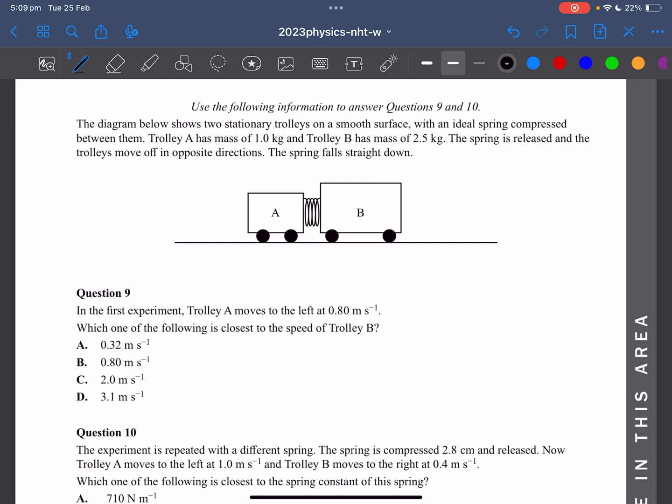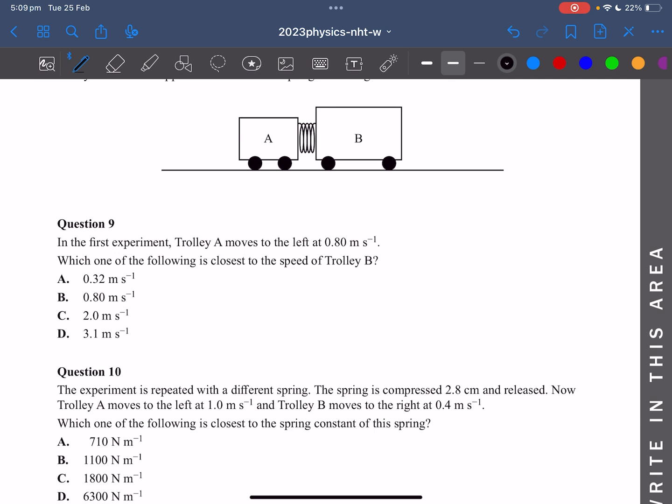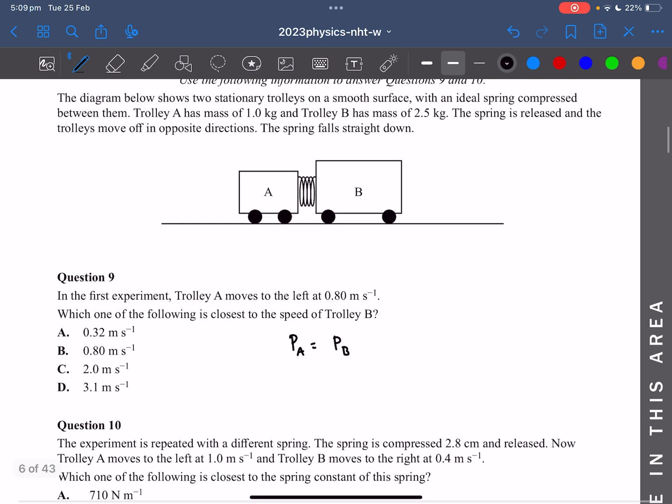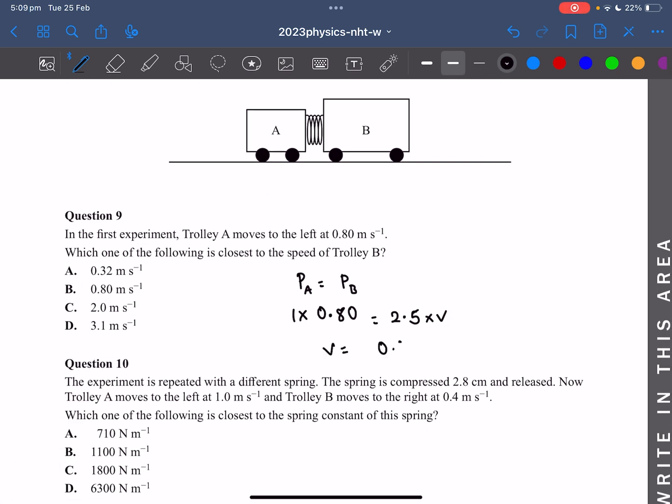So this is a conservation of momentum question. We are basically saying that the momentum of trolley A is equal to the momentum of trolley B. Trolley A has a mass of 1 and moves to the left at the speed of this. And trolley B has a mass of 2.5 and we have to find the velocity it moves. So velocity is going to be 0.8 on 2.5. So 0.8 divided by 2.5, and I get 0.32.